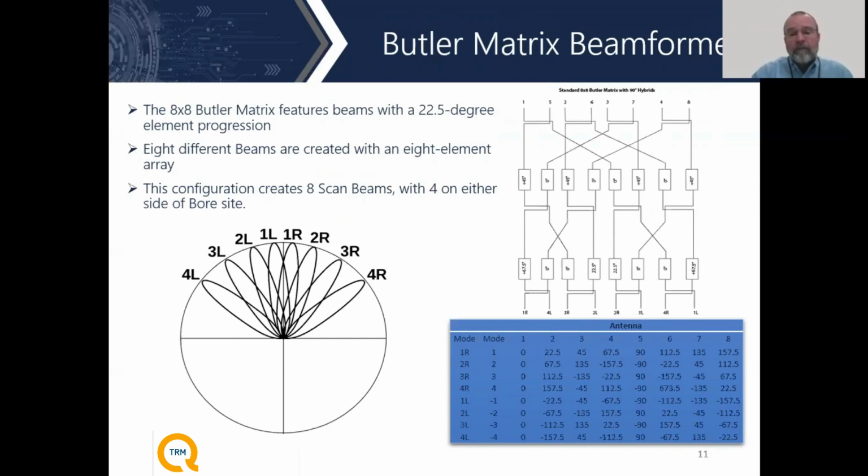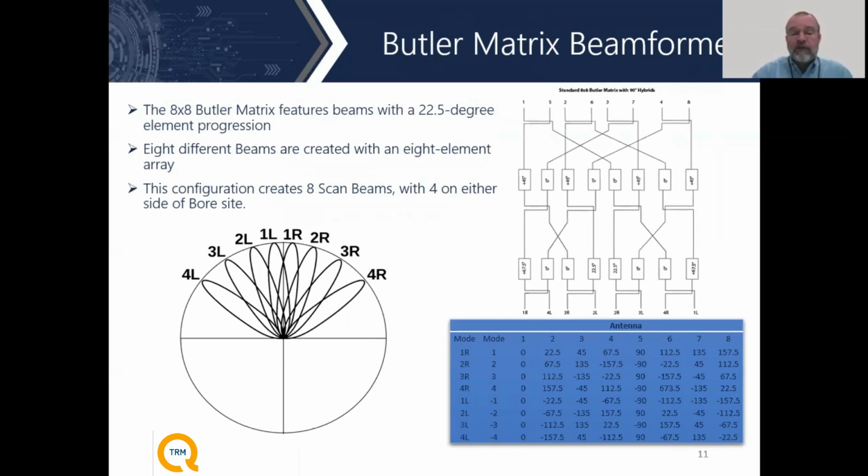Now, the 8x8 Butler creates the same sort of idea, except it uses 8 antennas instead of 4, and it can create 8 individual beams. Traditional Butler sets up 4 left and 4 right. Again, these beams have a narrower beam width, but there are certainly more of them to select from. Again, the same basic idea as far as how it works.